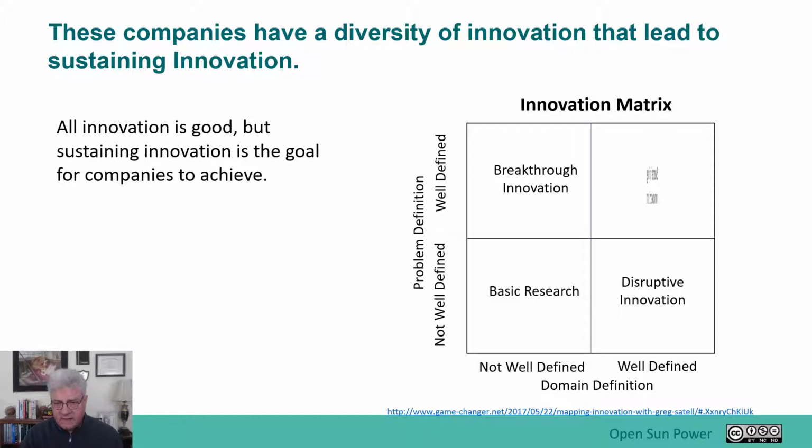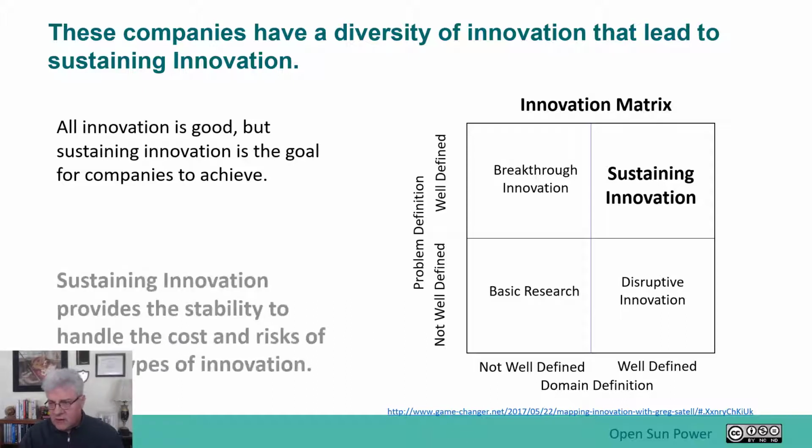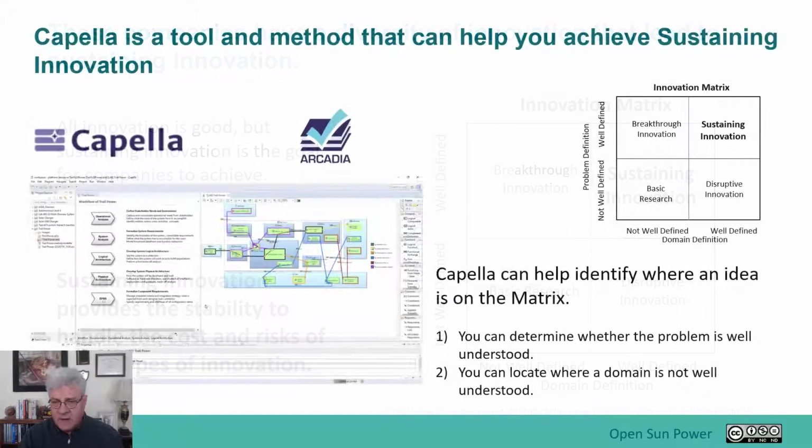But then finally, the most desirable location, sustaining innovation, where you can continually improve your product and develop something new and interesting for your customer on a regular and consistent basis. That sustaining innovation provides stability to your organization, so that you can handle the costs and risks of the other, more disruptive innovation and basic research. So you want sustaining innovation to fuel your whole innovation process.